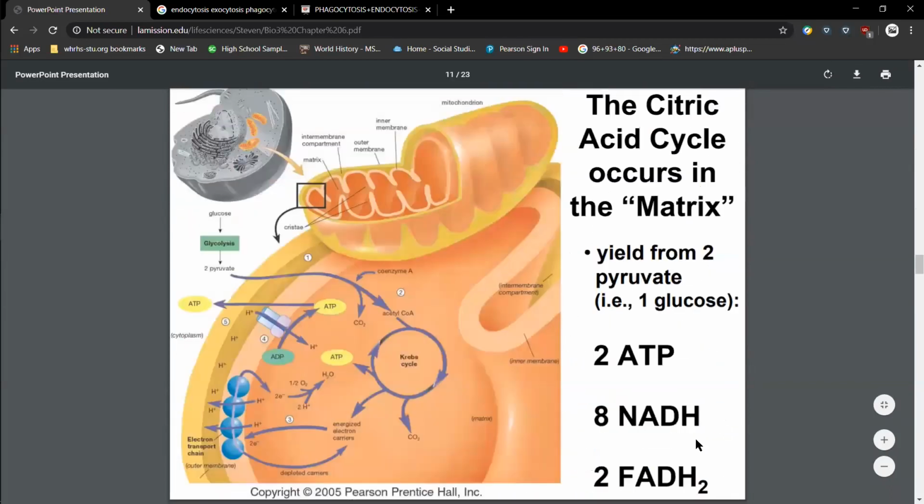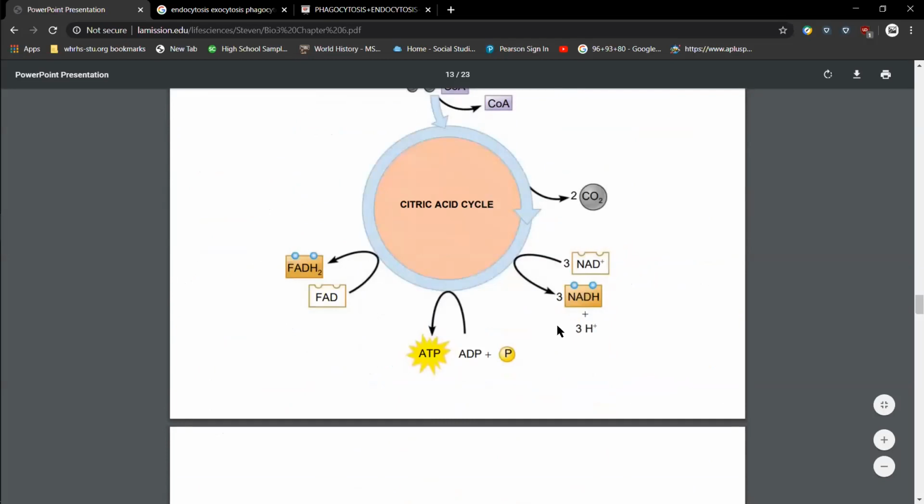So the end products are, I don't know why it says 8 here, it should be 6. It pretty much creates 6 NADH, 2 FADH2, 2 ATP, and 6 CO2. Be careful, if it's 1 pyruvate, it's only going to create 3 CO2, 3 NADH, 1 FADH2, and 1 ATP. If it's 2 pyruvate, it's going to create 6 CO2, 6 NADH, 2 ATP, and 2 FADH2.